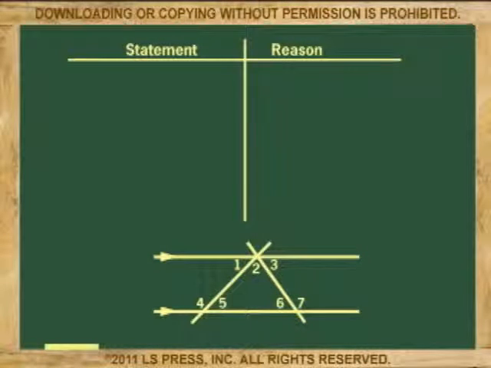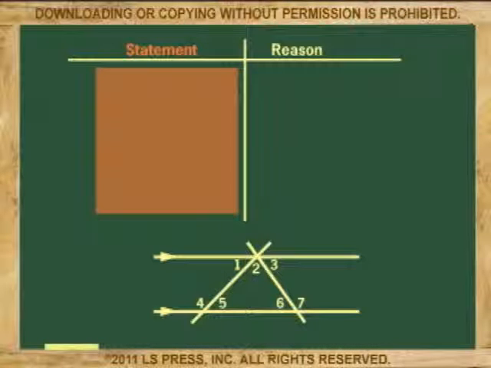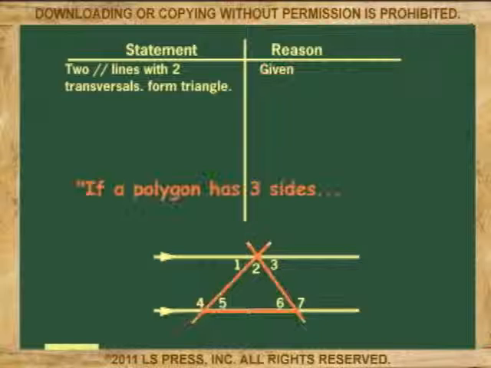Like always, we start with two columns, one for the statements, another one for the reasons. The first statement is what we know so far: two parallel lines cut by two transversals forming a triangle. The reason is of course given, because it is the if part of the theorem.